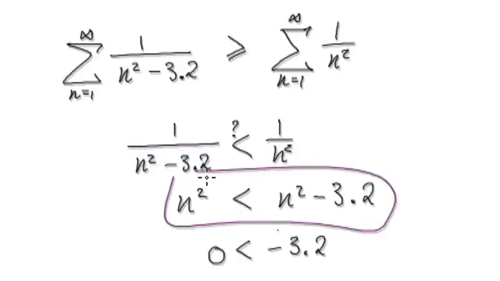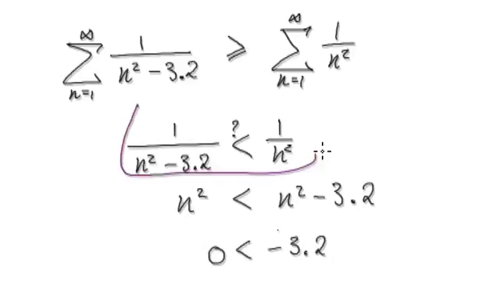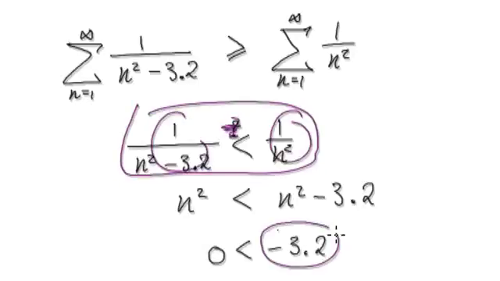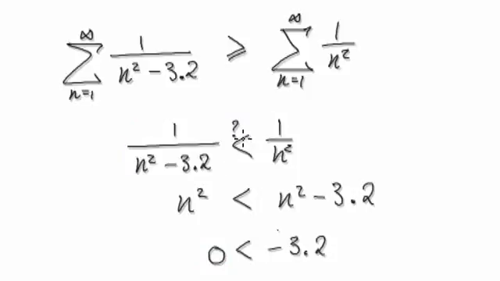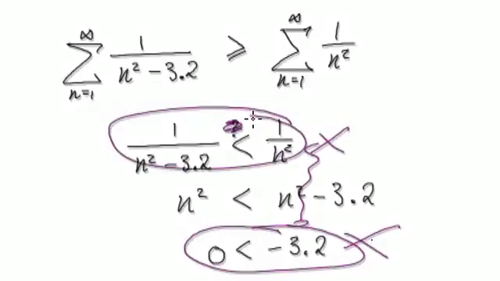Times both sides by this. That will then take you to here, and then take away n squared from both sides. That will then give you this. You see, this will be true when minus 3.2 is bigger than 0, which will never be the case. So when you make this assumption here, that would lead you to this. So here, this will never be true. Therefore, this up here will never be true.